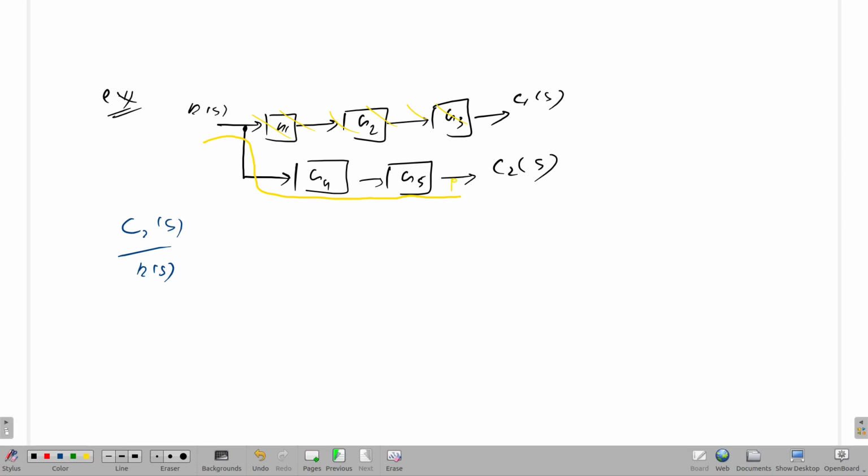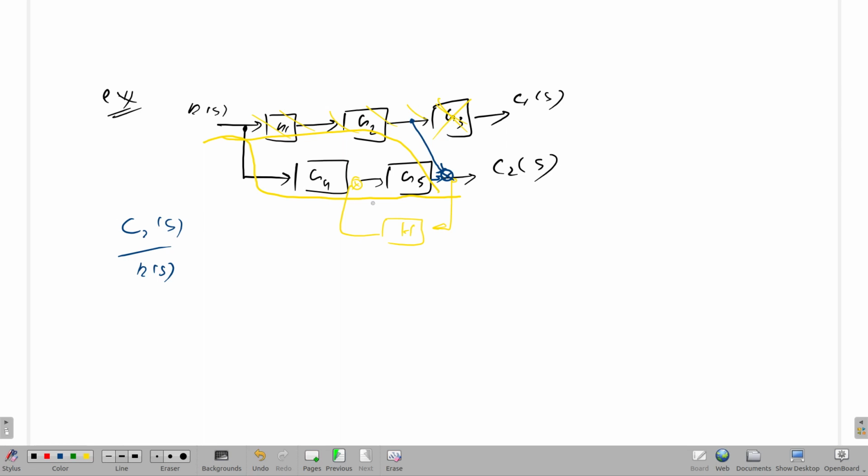If there is any feedback, we have to consider that also. But the thing is that the main path we are considering should be from the input to the output that we are considering, and not the thing that is going there. If suppose we had a connection like this, from here we had a connection like this, okay, summing is there, then we have to consider this one also. We can eliminate only this much.